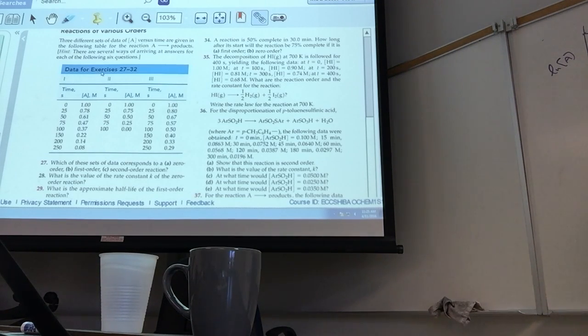Rather than calculating the slope, it's much easier just to calculate the k value. So what we're going to do is, instead of comparing the 2 slopes, we're going to compare the 2 k's.